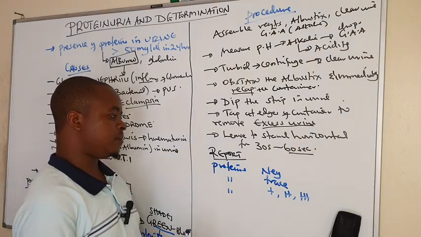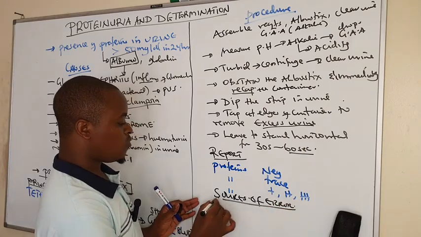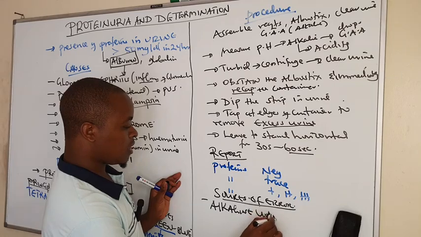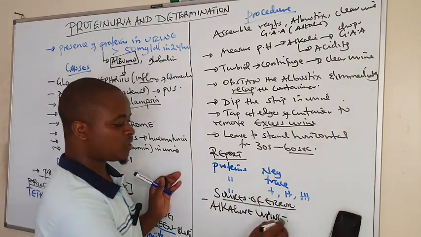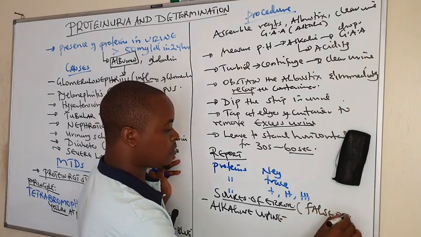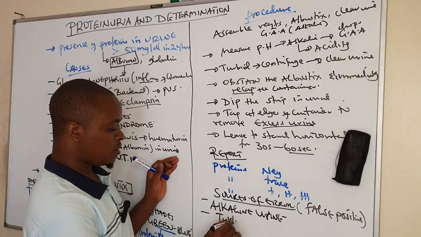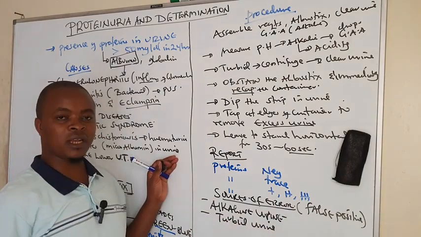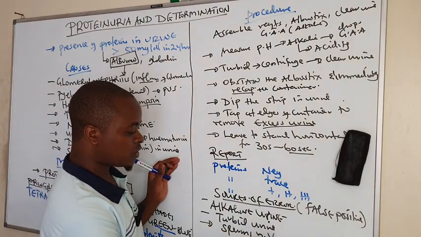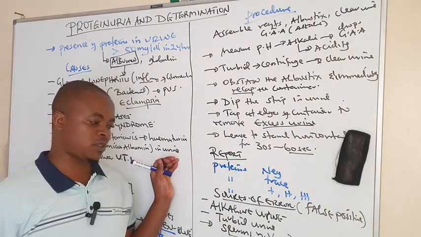So the sources of error in this method. One of them is when urine is alkaline. Using alkaline urine affects results and can bring false positive. These are sources of error, or causes of false positive results. One of them is using alkaline urine. Another is using turbid urine. Then another one is urine containing sperms or vaginal secretions. Vaginal secretions and the presence of sperms in urine cause false positive results.